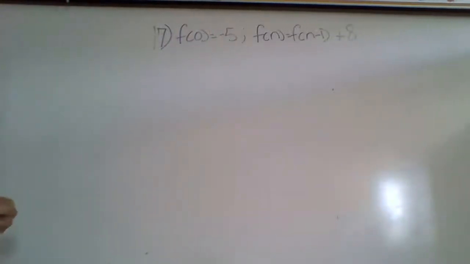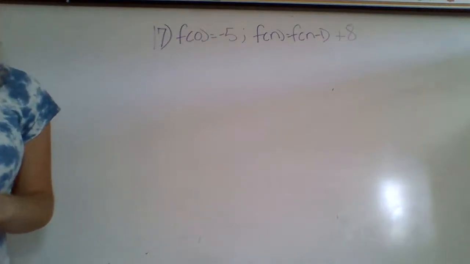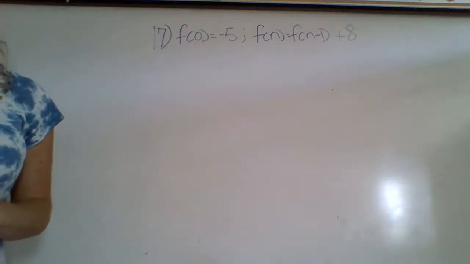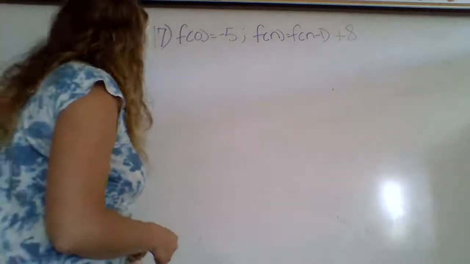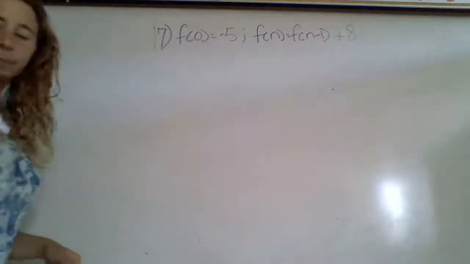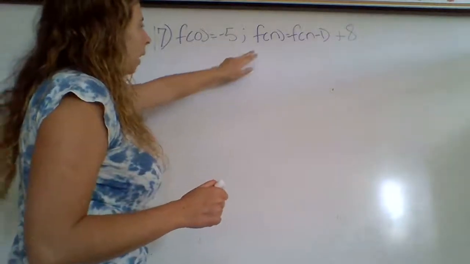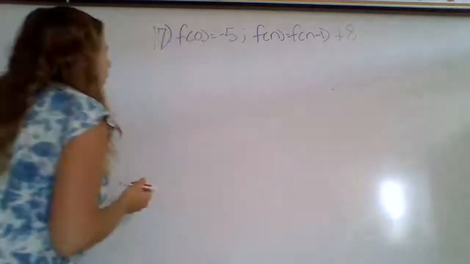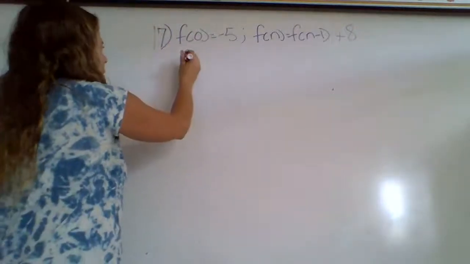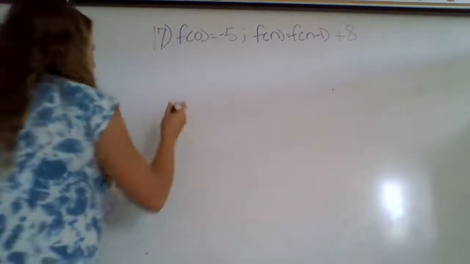Okay, this is number 17. So for 17 through 20, it says, interpreting recursive equations to write a sequence. Write the first 5 terms of the sequence. Well, they tell me f of 0 equals negative 5, and then they give me f of n equals f of n minus 1, previous term, plus 8. So this is where we start. So our first term, well, this is actually the 0th term, but the first term they give us is negative 5.